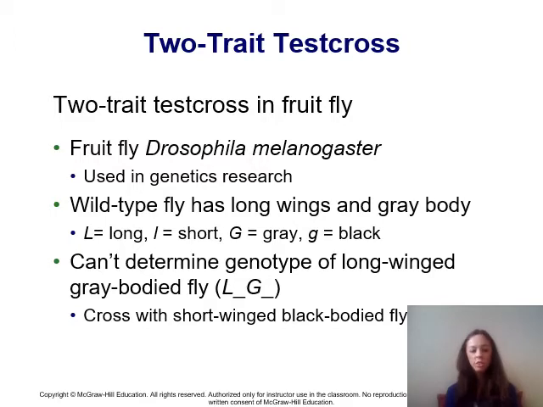And the traits that we're going to study are the color of the fruit fly and the length of the wing. So long wings are dominant over short wings, and gray bodies are dominant over black bodies. So in our P generation, we know the phenotype of our flies, but we don't necessarily know the genotype. We know that the phenotype of our P generation is going to be dominant. So he has long wings with a gray body.